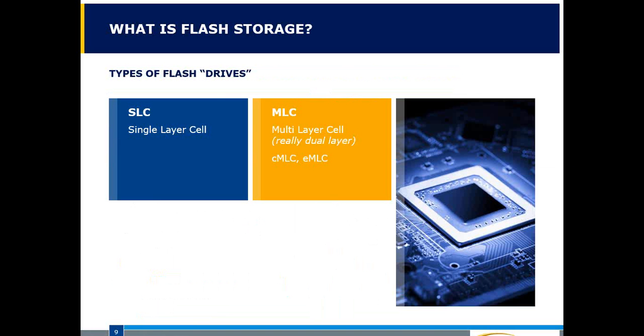Now there are 2 types of those MLC drives. There's the cMLC, which is known as consumer multi-layer cells, or eMLC, which is enterprise. The difference between the two is that the eMLC drives, the enterprise ones, provide additional error checking modules so that they can protect the data that's written to them. They're a lot more expensive, but they don't suffer from the same level of failure rates that a consumer level drive would potentially come up against.